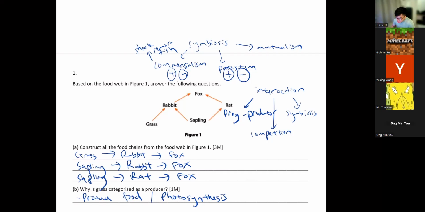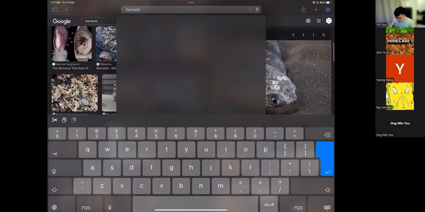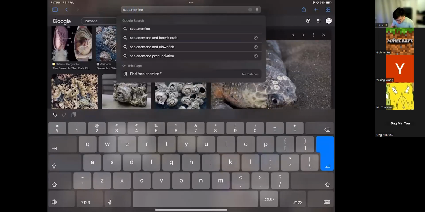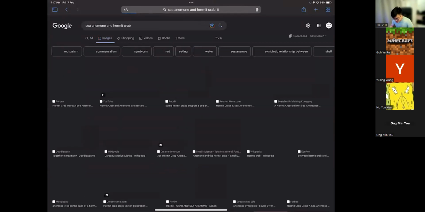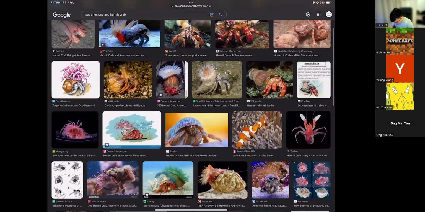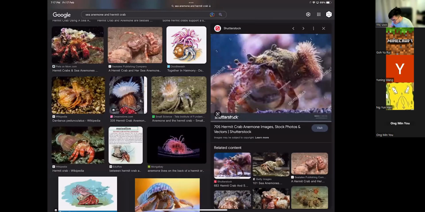Mutualism is the cute one, because both of them get advantage. You help me, I help you. So in this case, you have your sea anemone and your hermit crab. They just carry them around. See, this is so cute, right? They just carry them around, and it makes the hermit crab look pretty.